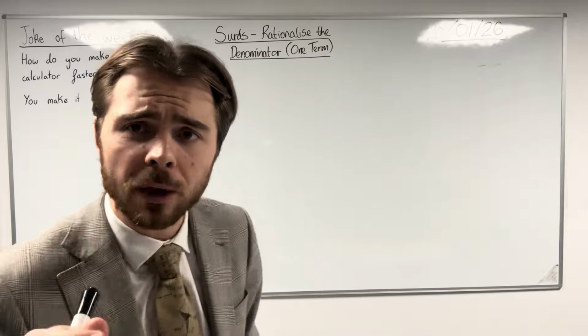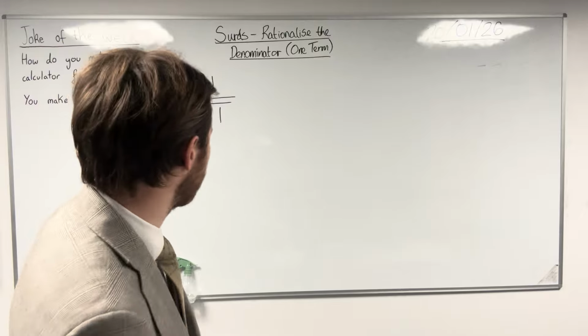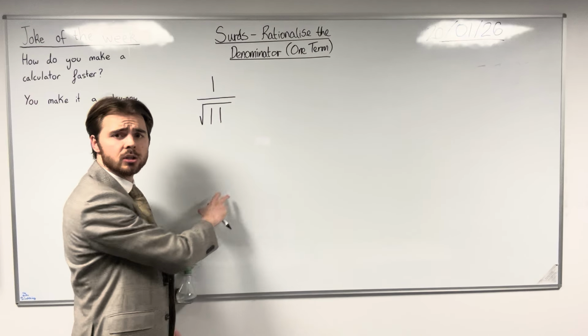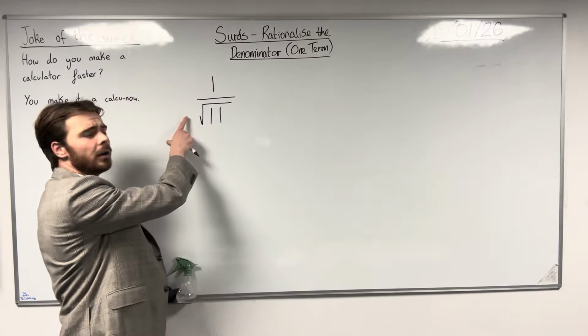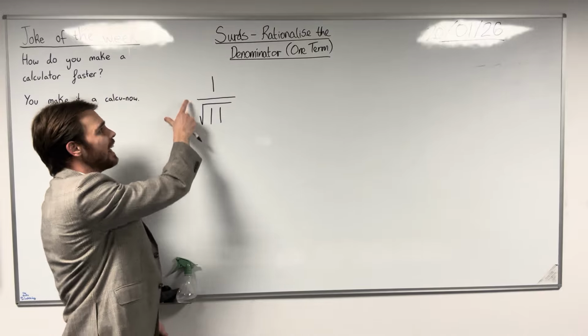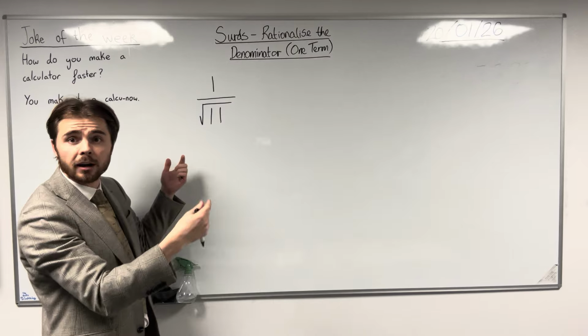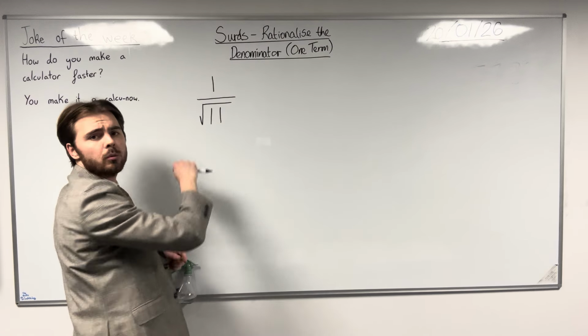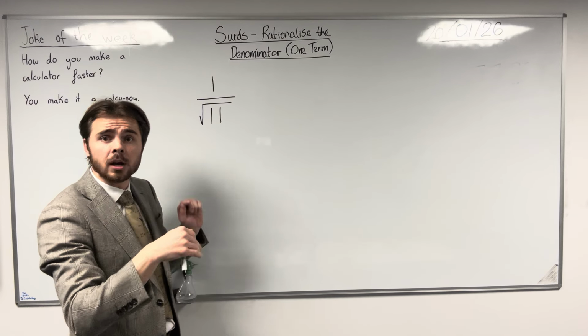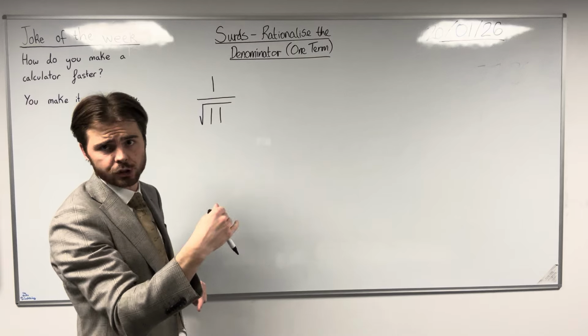On to the big one, rationalisation, okay? Or to rationalise the denominator. When we have a square root on the bottom of the fraction and we can't do any dividing, this is an irrational number. We do not like that in maths. So what we do is something called rationalising.